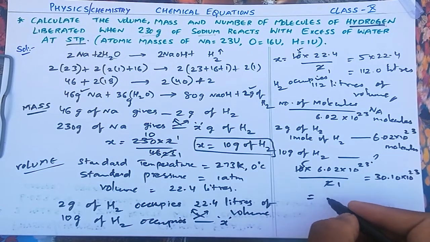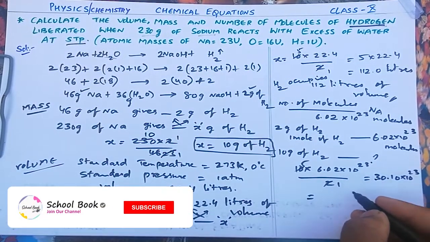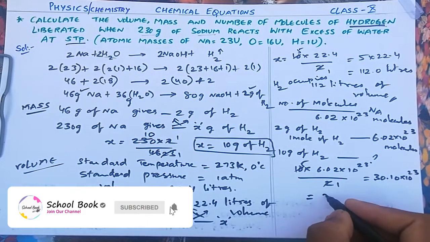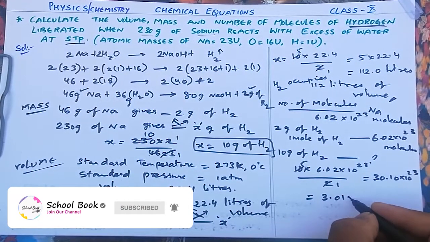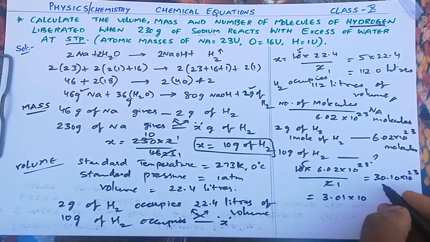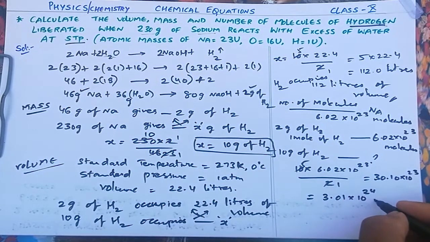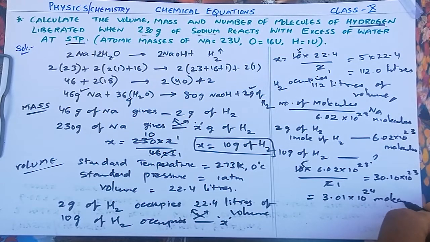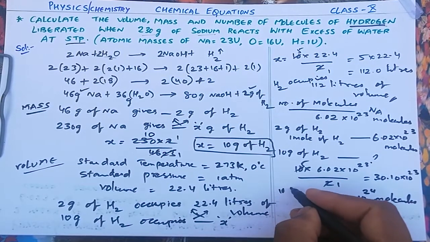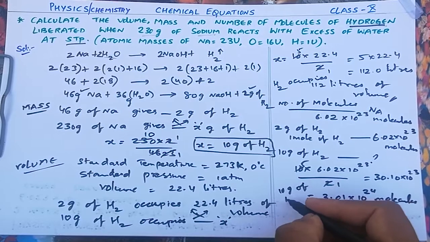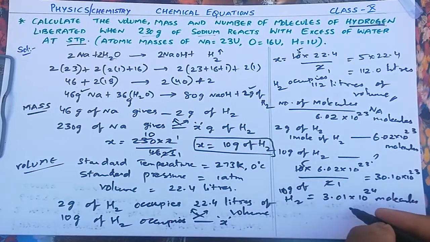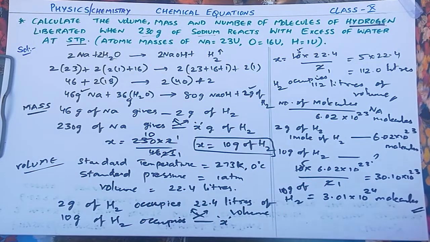If you reduce this in the standard form, you will get 3.01 into 10 to the power of 1, the decimal form is changed, so this will become 10 to the power of 24 molecules. So 10 grams of hydrogen gives 3.01 into 10 to the power of 24 molecules. This is the number of molecules according to the question. I hope you understood.